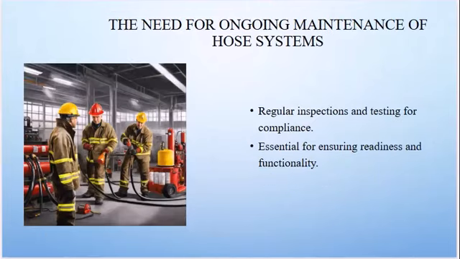The need for ongoing maintenance of hose systems. Ongoing maintenance includes regular inspections and testing for compliance. Understanding the importance of maintenance ensures readiness and functionality. Regular assessments help identify potential issues before they escalate. Training personnel on maintenance procedures supports effective fire safety management. Effective maintenance contributes to successful firefighting efforts.